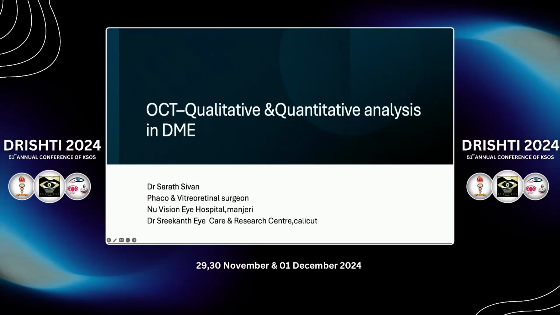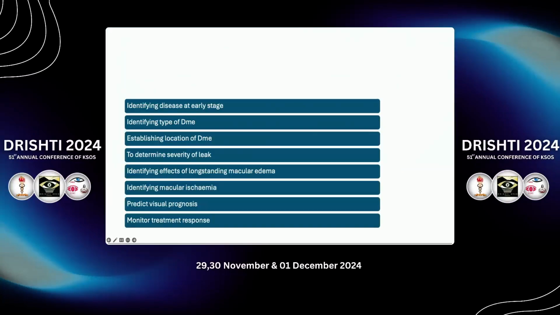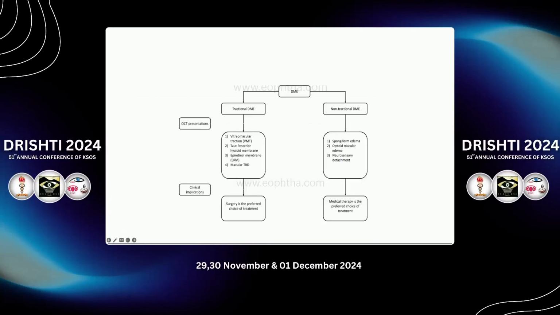I thank Dr. Vinita for the chance. Today I'll be dealing with OCT, qualitative and quantitative analysis in DME. OCT plays a very important role in managing DME, from identifying the disease at a very early stage, to predicting the visual prognosis, and to monitoring the treatment response.